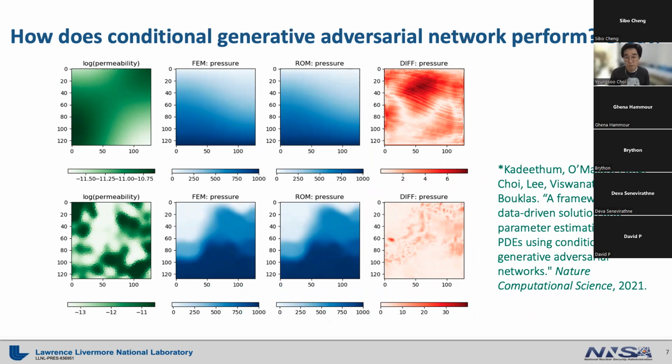The evaluation of the neural network is fast, and if the quality of the neural network is good, then it will give accurate predictions. For example, the conditional adversarial neural network we trained for this porous media problem, we get an accurate solution as demonstrated in these pictures. Full-order model and the surrogate model solutions are basically indistinguishable, as you can see.